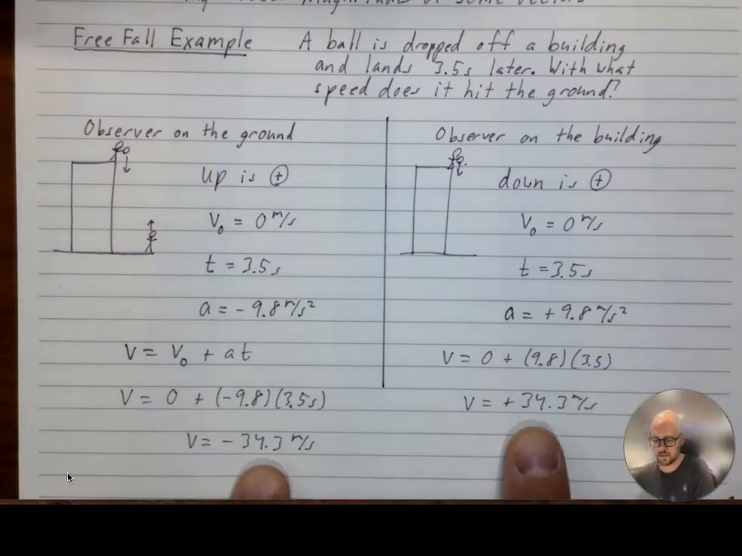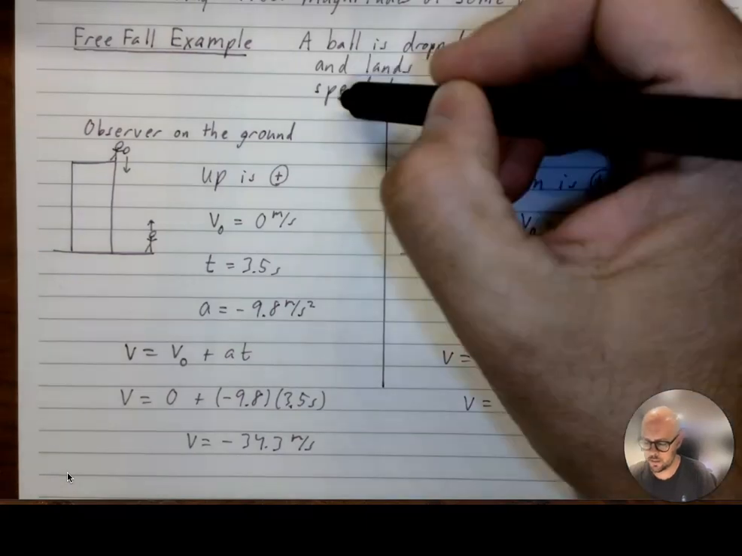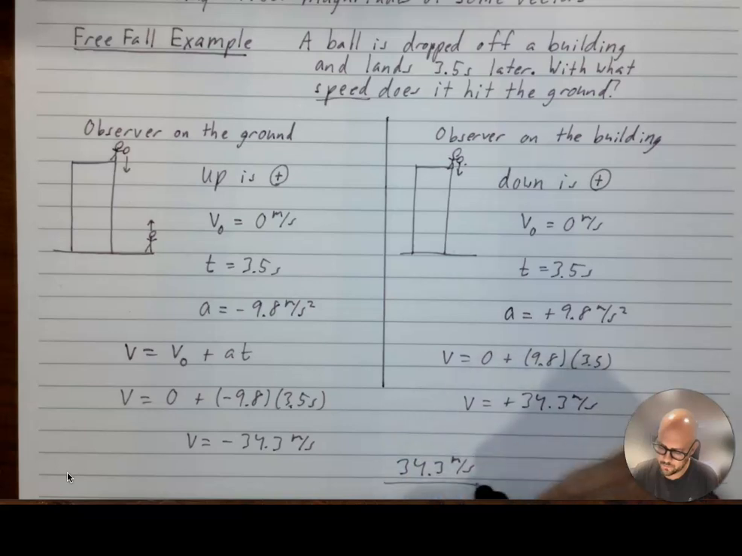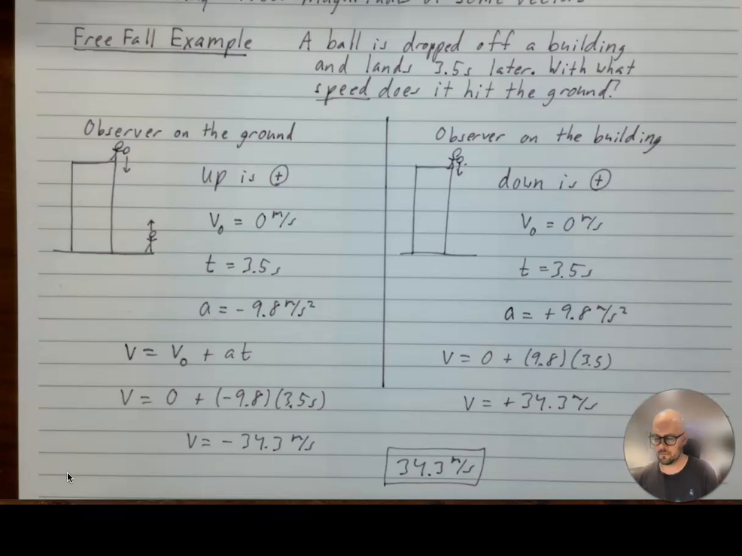And these are velocities. My question asked for the speed, and so the final answer, no matter which direction is positive, is 34.3 meters per second. And this is one of the keys of reference frames, that by changing your reference frame, you're not changing how physics works. And so all of your answers should be consistent with one another. They might just have opposite signs because you chose a different direction than you could have.